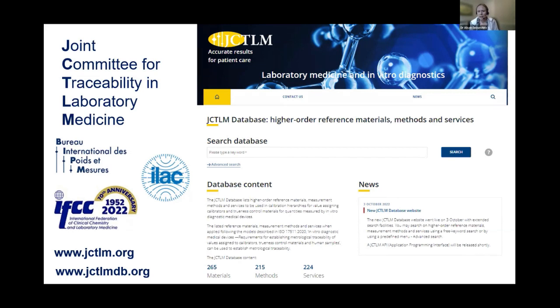And that's really an area which underpins a lot of the traceability in clinical chemistry. And as part of my role as a nucleic acid review team leader within JCTLM, I'm keen to have more reference materials and reference methods for molecular analytes included in that database to support standardization in the same sort of way.